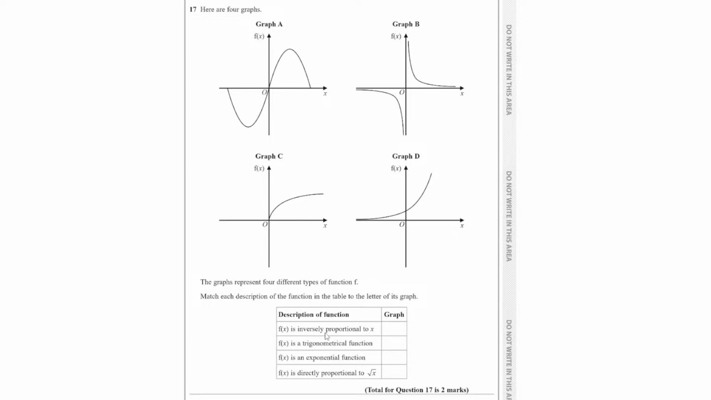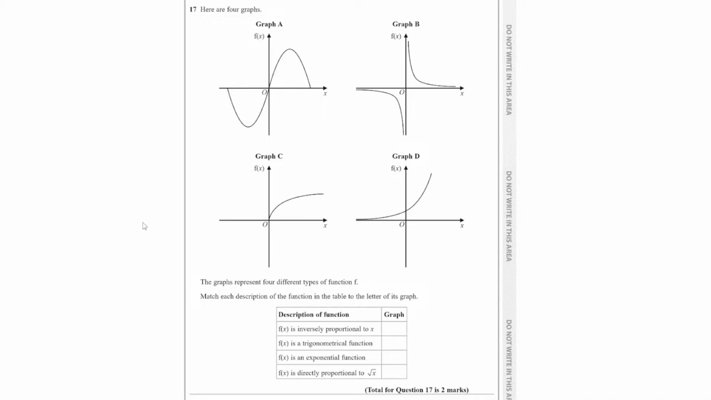So f of x just represents y, right? So you can think of it like that. Is inversely proportional to x. We've got, one is that it's a trigonometric function, so a trig graph. One's an exponential graph, and one is directly proportional, but to the square root of x.